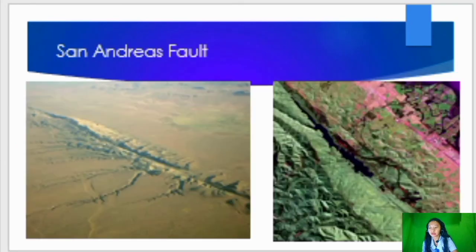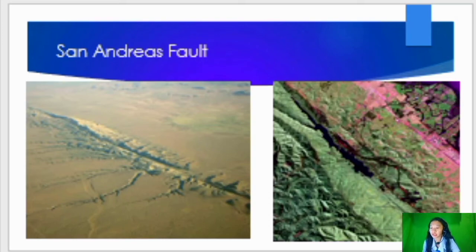I have here a sample picture of the most famous transform fault boundary, and that is the San Andreas Fault. As we can see here, we have a crack at the center. So that is the fault underground, which can cause a very dangerous earthquake. This second picture here is a picture from NASA. So you can see here a crack as well. This crack is very huge, that it can trigger a very tremendous and very dangerous earthquake.